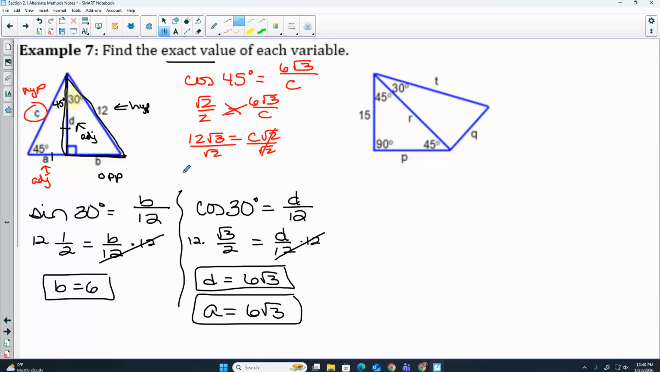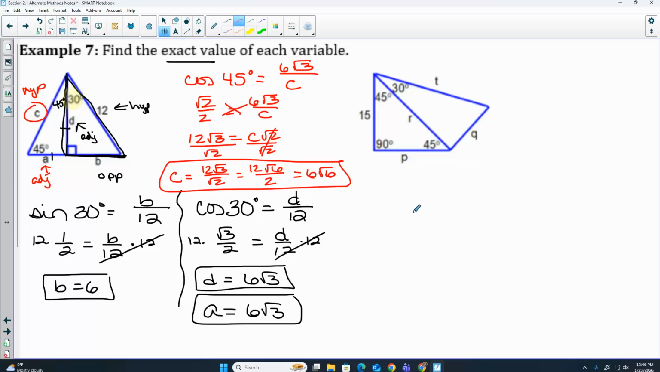Can we leave a radical on the bottom? Okay, so I have 12 radical 3 over radical 2. If you multiply radical 2 on top and bottom, you get 12 radical 6 over 2, which would reduce to 6 radical 6. So then I found C.